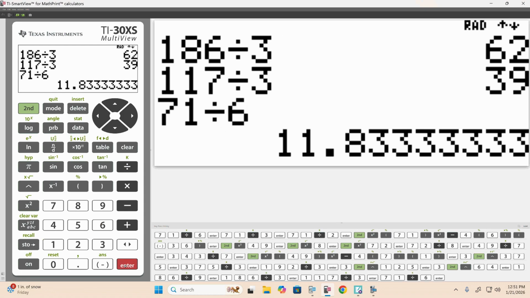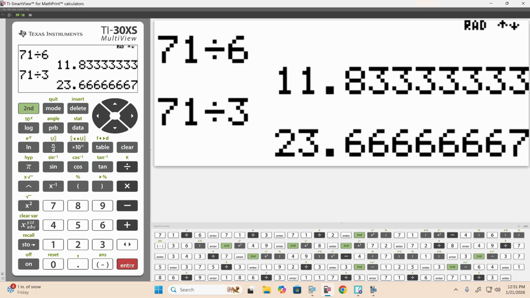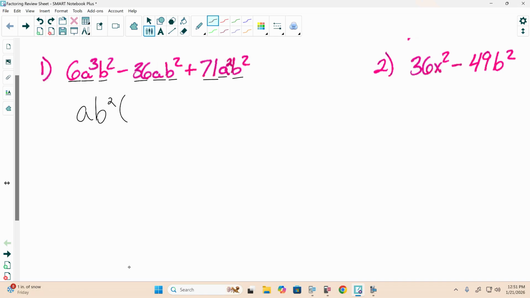But 71 divided by 6 doesn't work. 6 is also divisible by 3. Well, 71 is not, so that doesn't make a difference. And well, we can say 71 is also not divisible by 2. So that tells me the only greatest common factor between 6, 36, and 71 is 1. It doesn't help. So the 6, if we factor out this greatest common factor, would still be there.